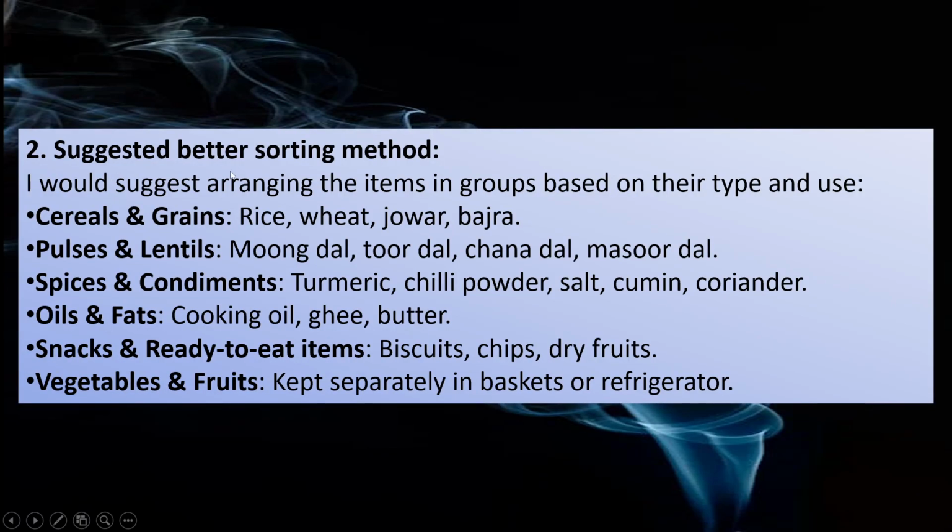2. Suggested better sorting method. I would suggest arranging the items in groups based on their type and use. Cereals and grain: rice, wheat, jowar, bajra. Pulses and lentils: moong dal, tur dal, chana dal, masoor dal. Spices and condiments: turmeric, chili powder, salt, cumin, coriander. Oils and fats: cooking oil, ghee, butter. Snacks and ready to eat items: biscuits, chips, dry fruits. Vegetables and fruits are kept separately in baskets or refrigerator.